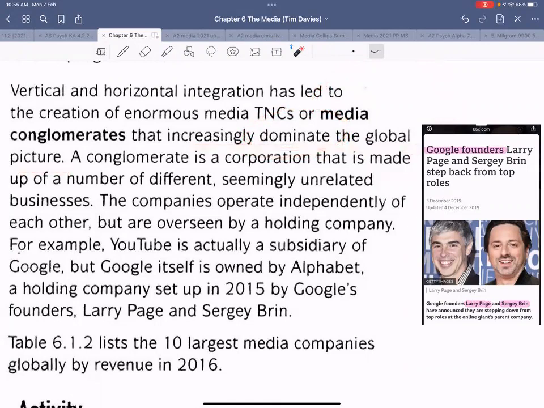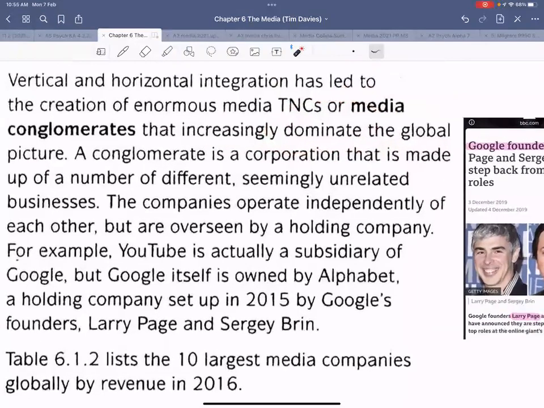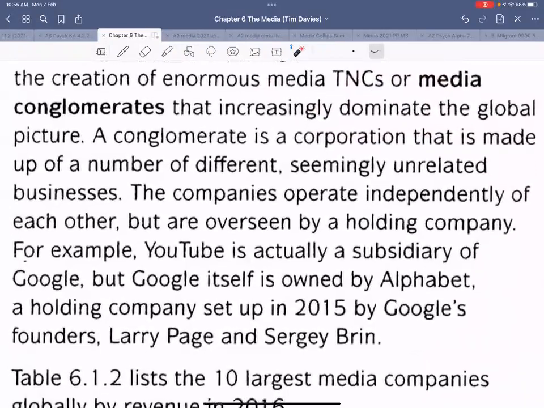A conglomerate is a corporation that is made up of a number of different seemingly unrelated businesses. The companies operate independently of each other, but are overseen by a holding company. Clear here? Now, when you talk about Google, the company that owns Google is Alphabet.